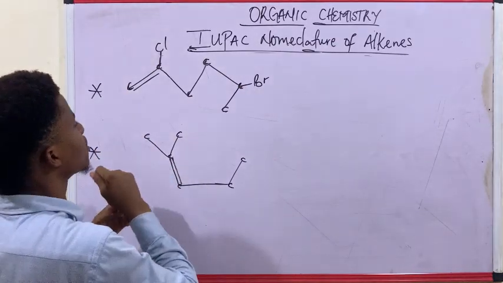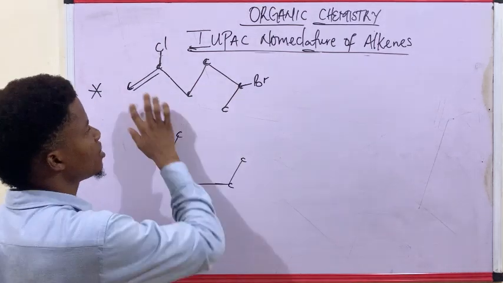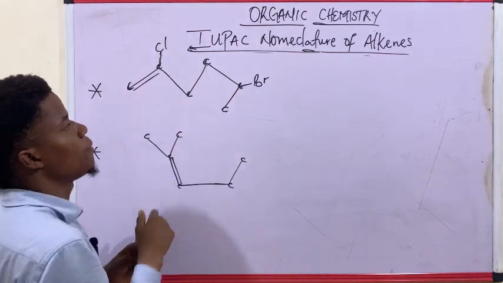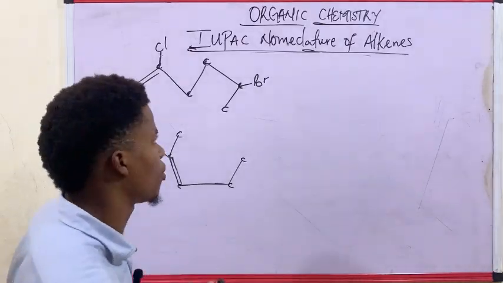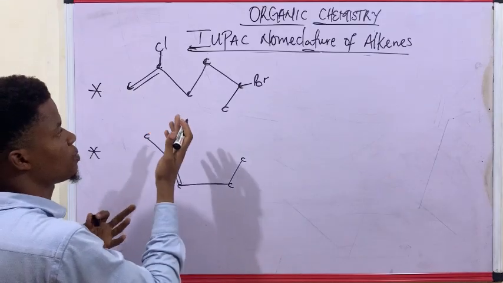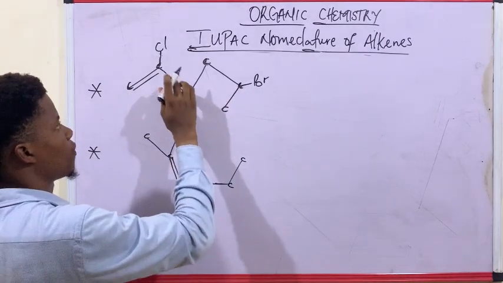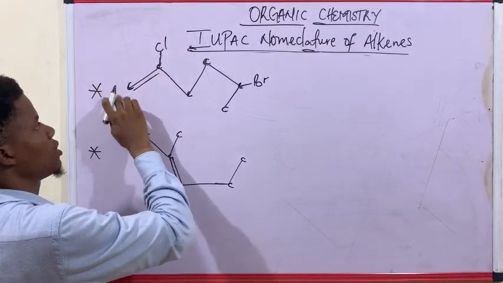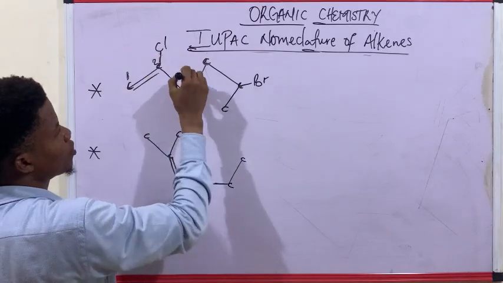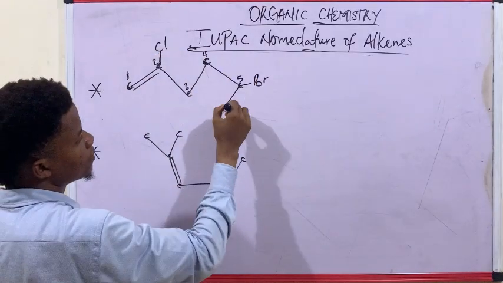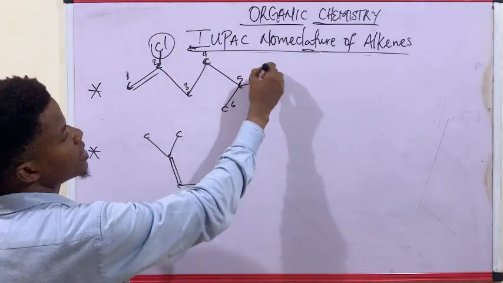In getting the longest, we have 1, 2, 3, 4, 5, 6. This 6-carbon chain carries the double bond. We want to give the least possible number to the carbons with the double bond. The best way to get the least possible number is to start numbering from here as 1. Numbering from the other end is wrong, but 1, 2, 3, 4, 5, 6 from here is better. So we have given our parent chain its numbers. This is a substituent, and this is a substituent.